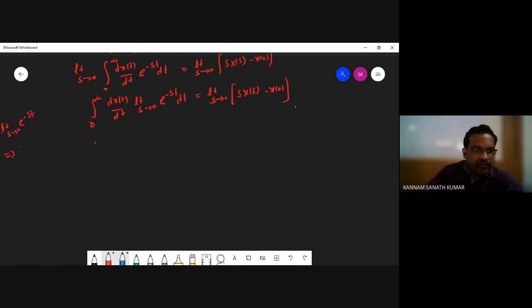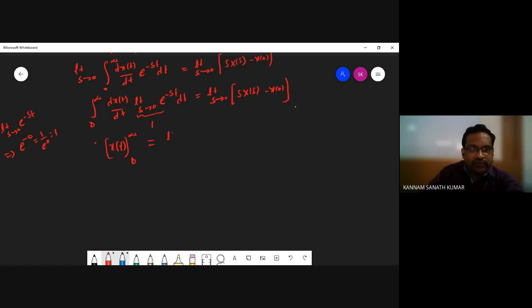So if you apply the limits, what you are getting is e power minus 0, that means 1 by e power 0, equal to what? 1. So this value is 1. Anyway, integration and differentiation get cancelled, so that means both are inverse. So you are getting the function x of t between the interval 0 to infinity.